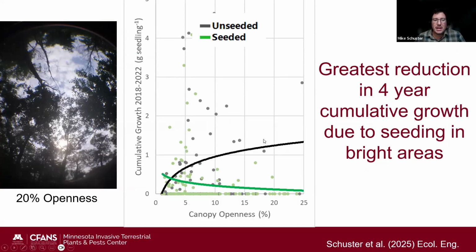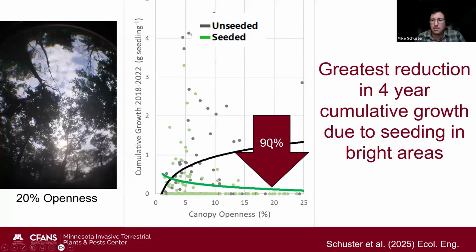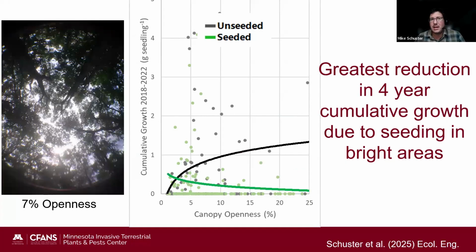And you'll see that at like 20% canopy openness, we had about a 90% reduction in buckthorn biomass in total invasion. Whereas at something like 7% canopy openness, something that looks like this image on the left, we had still a respectable 60% decrease. But it's not 90%, right? That 90% happened in those really high-light woodland situations, whereas in a more forested condition, we had a lesser, but still positive impact.